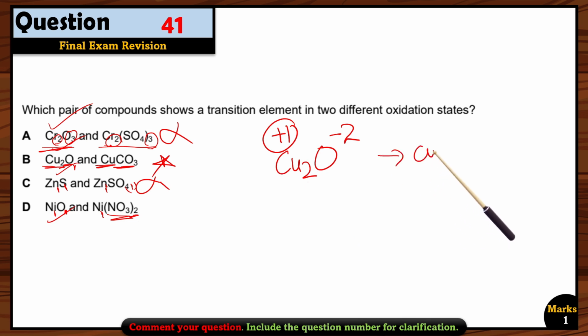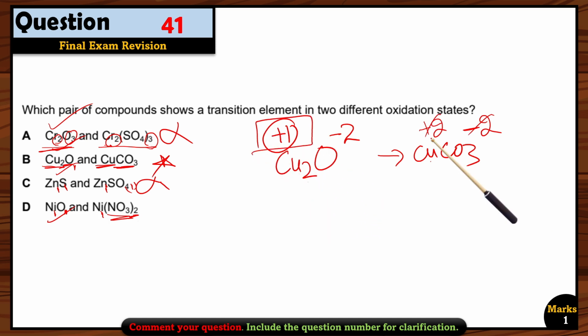Now let's see for copper carbonate. It's simple. The carbonate ion usually has 2 as an oxidation state, so copper is +2 also here. They both are cancelled. So can you see copper has an oxidation state +1 here and here it has +2.